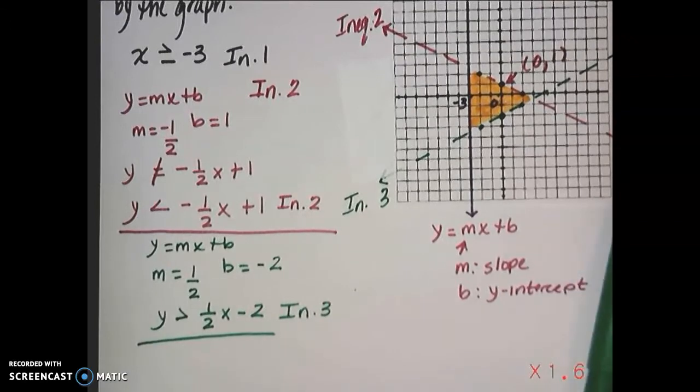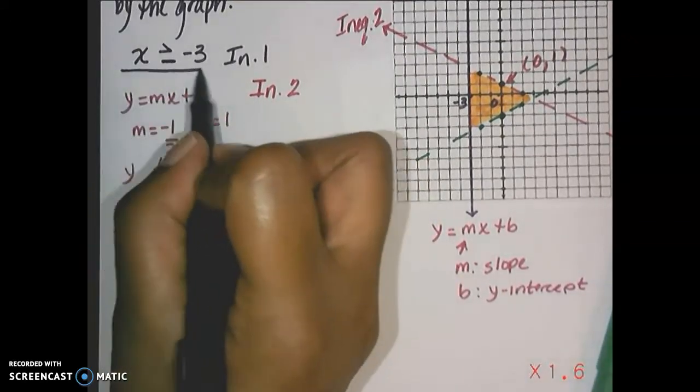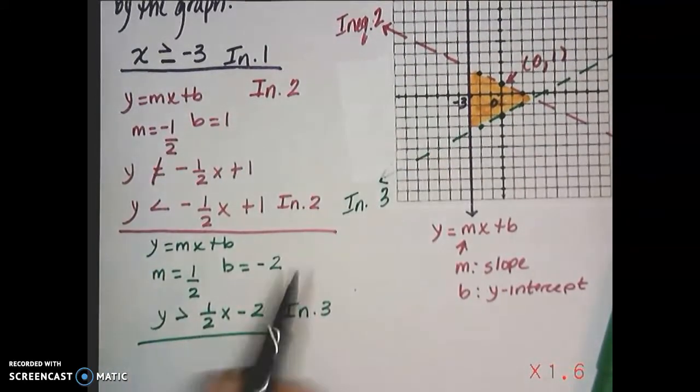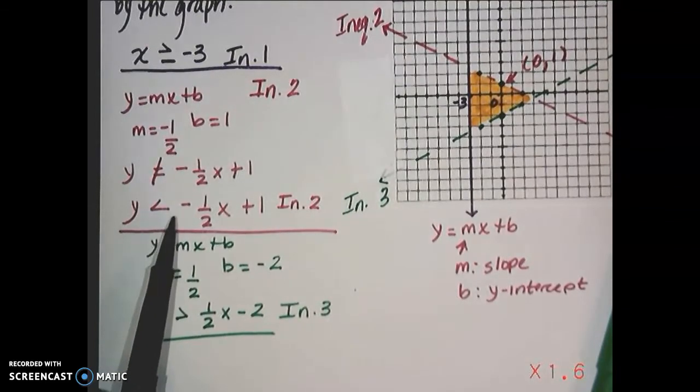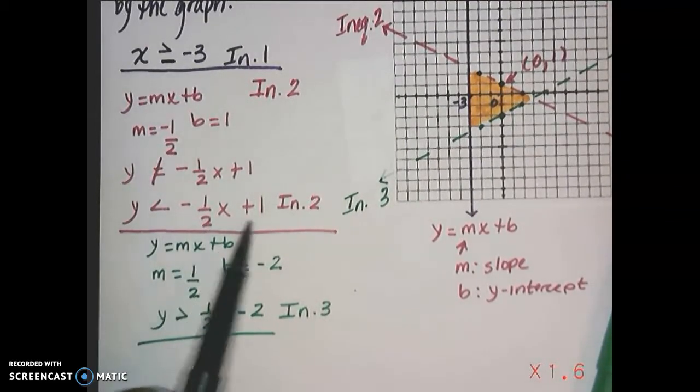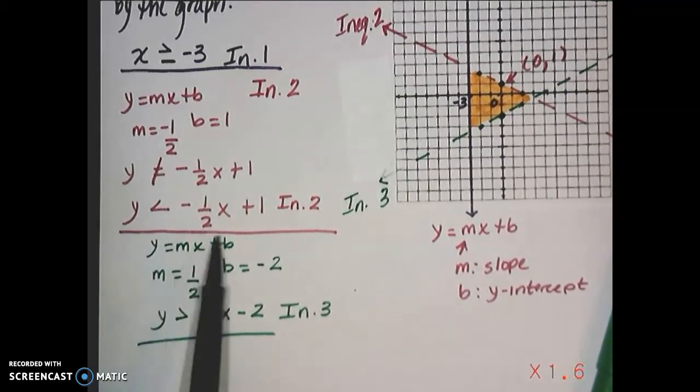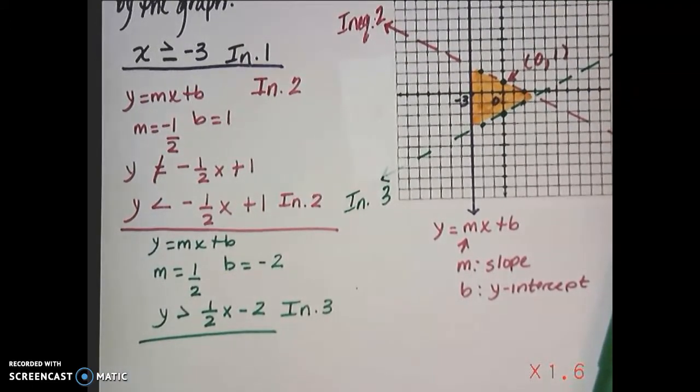So inequality number 1, x is greater than or equal to negative 3. Inequality number 2, y is less than negative 1/2 x plus 1. And then inequality number 3 is y is greater than 1/2 x minus 2. Okay, so once again, I know that this one went by rather quickly, but we just have to know where things are shaded in and what's our y-intercept and what's our slope.